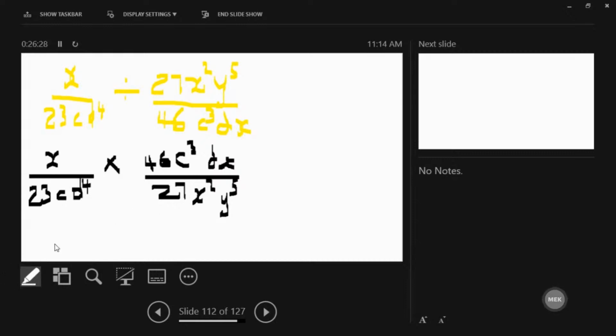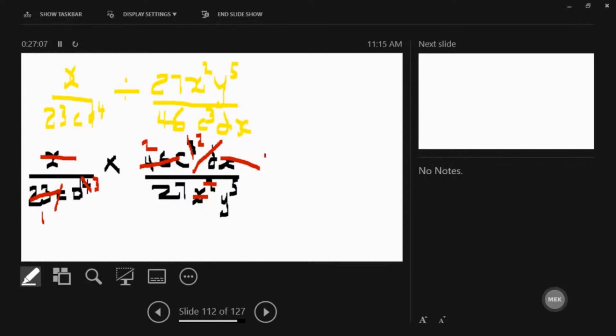And now we're going to cancel. So 23 goes into 46 2 times. C goes into c to the third power and leaves c squared. D goes into d to the fourth power and leaves d to the third power. X cancels x squared, leaves x, and then this x cancels that one.